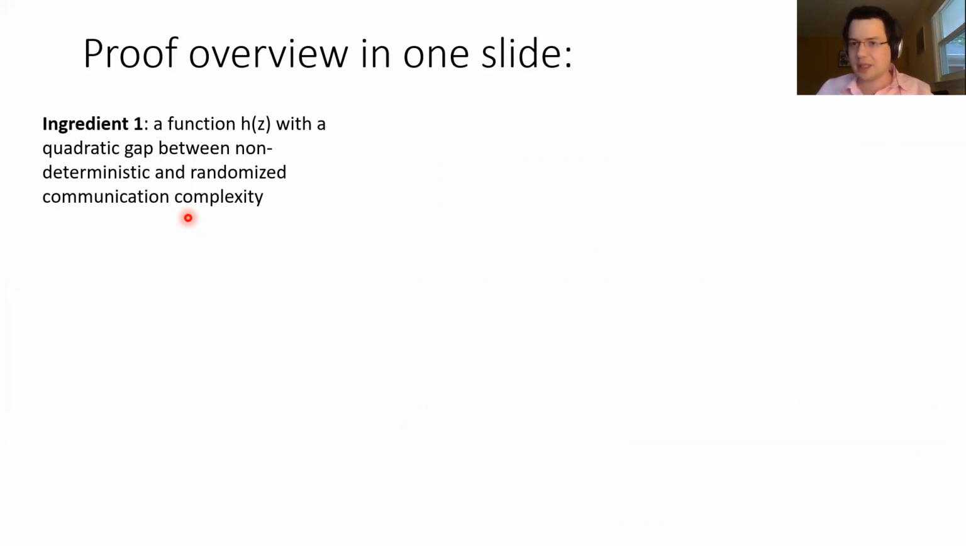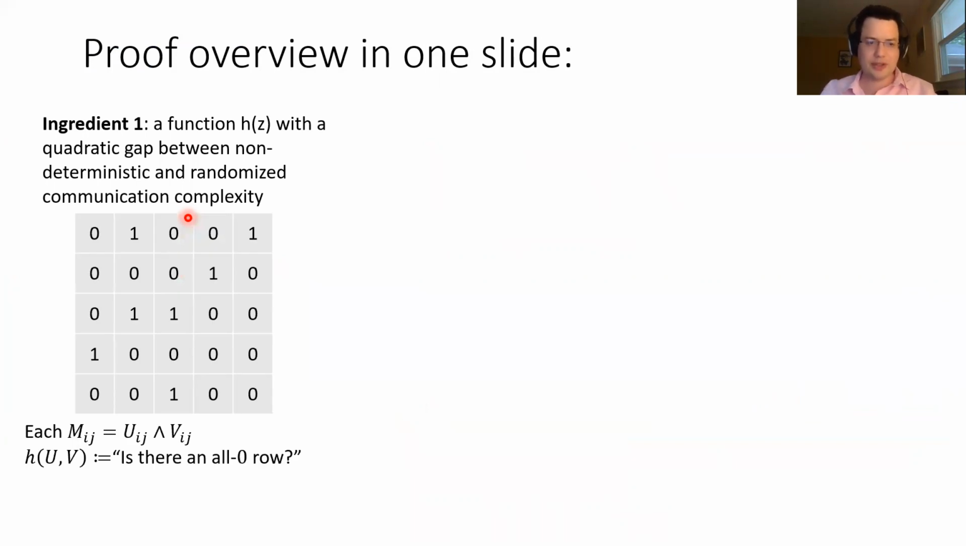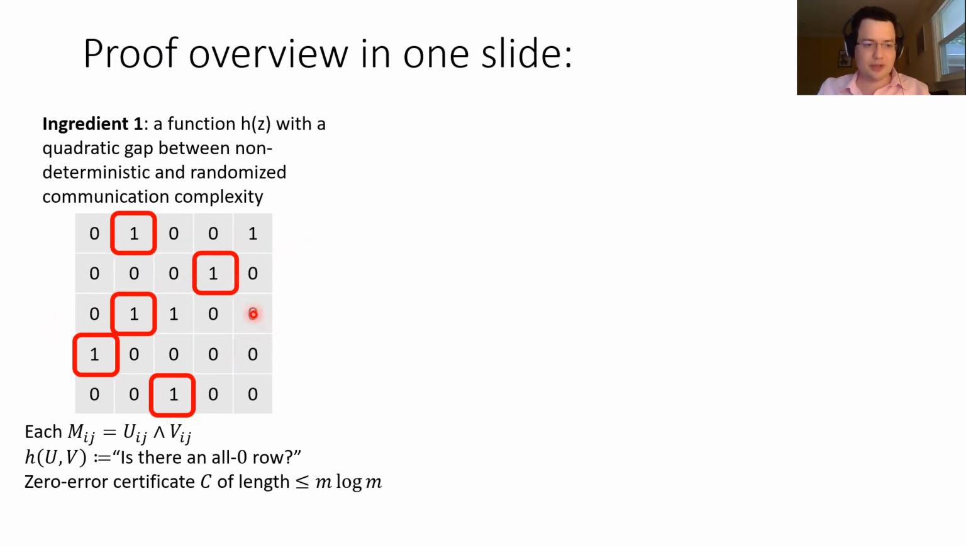We know that this gap can be at most quadratic. So the function is, we have a matrix, like an m by m square, and every entry in this square is an AND of a bit that Alice has and a bit that Bob has. And the function asks whether there is an all zero row.